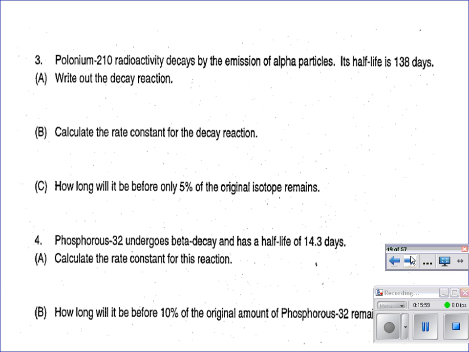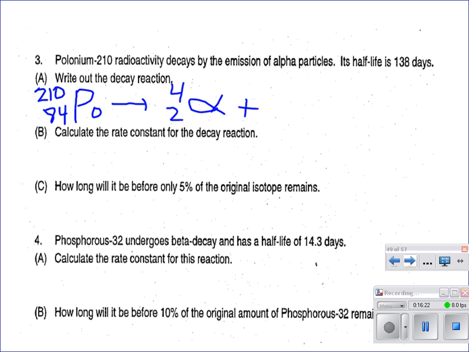Let's work a math problem. It says polonium-210 radioactively decays by the emission of alpha particles. Its half-life is 138 days. Write out the decay equation. All right, what's the atomic number of polonium? 84. And then alpha emission. So 206 over, what's 82? Lead.